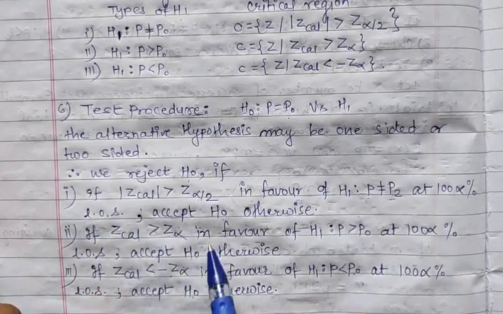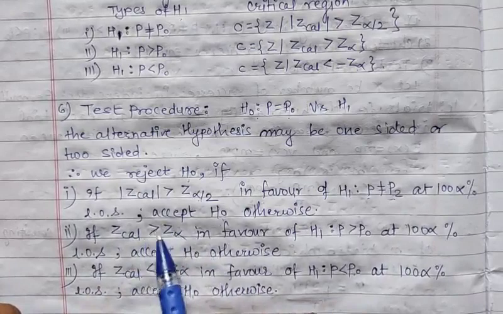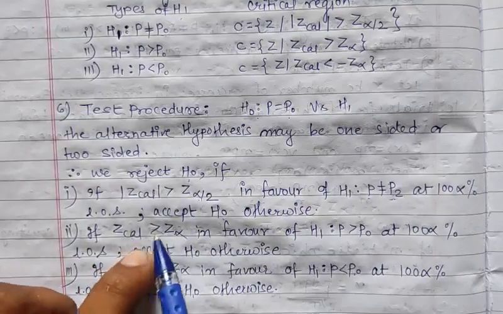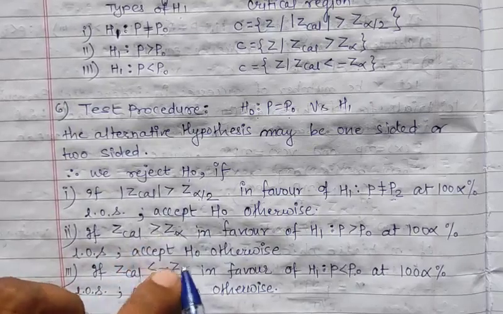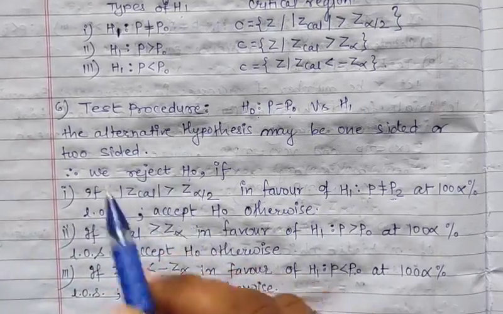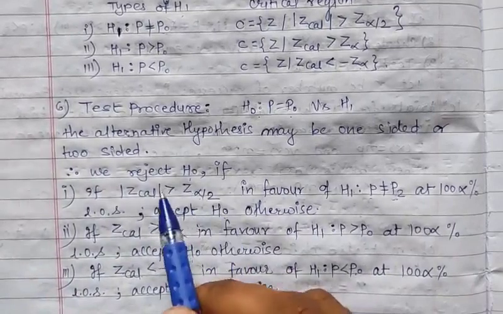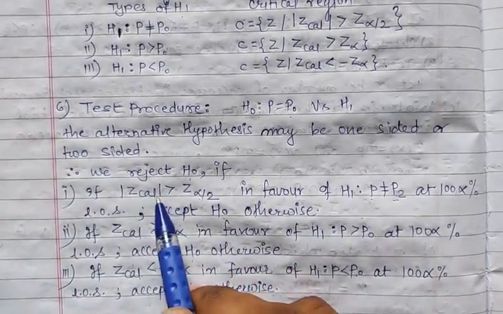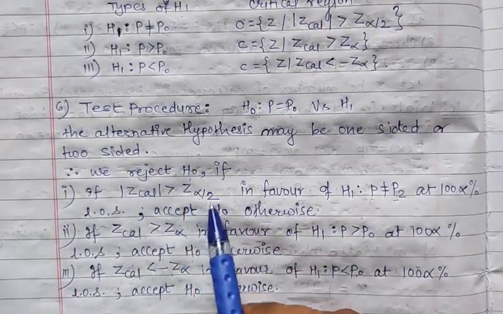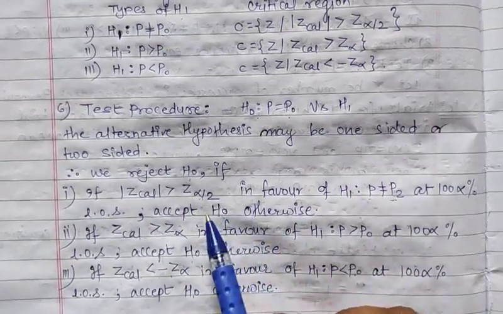So, when we accept H0, Z calculation value is less than, this is the opposite of this symbol. So, Z calculation value is less than Z alpha, then we accept H0. In this equation, when we accept H0, if mod Z calculation value is less than Z alpha by 2, in this case, we accept H0.